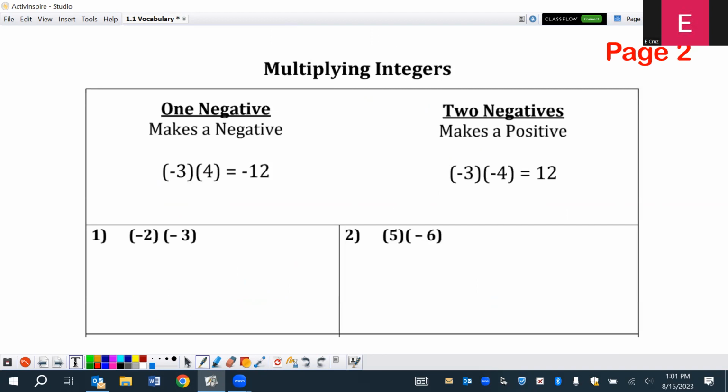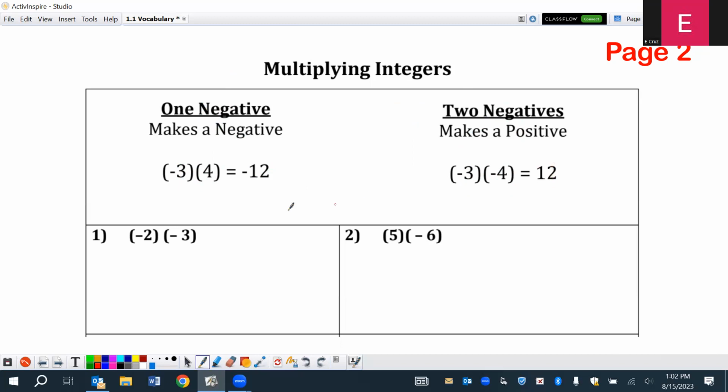We're going to move on to multiplying integers. I'm going to go back to page 2, and we are going to look at some examples. So the rule when you're multiplying or dividing integers is that 1 negative makes a negative. 2 negatives makes a positive. So for example here, negative times a positive is a negative. 3 times 4 is -12. Negative times a negative, it's a positive 12.